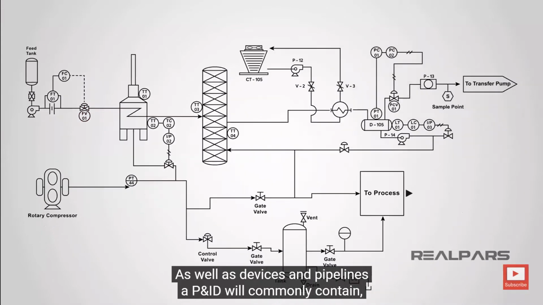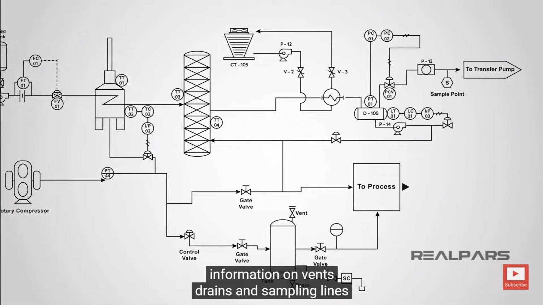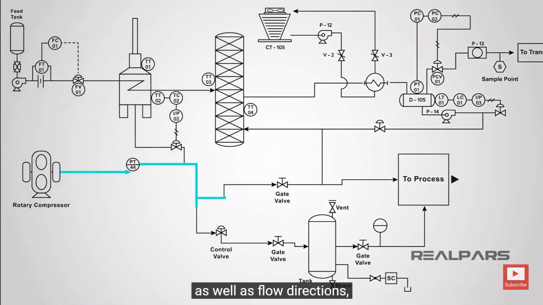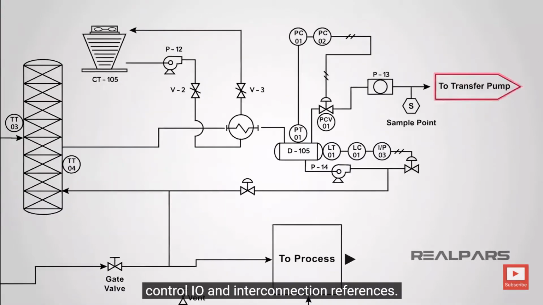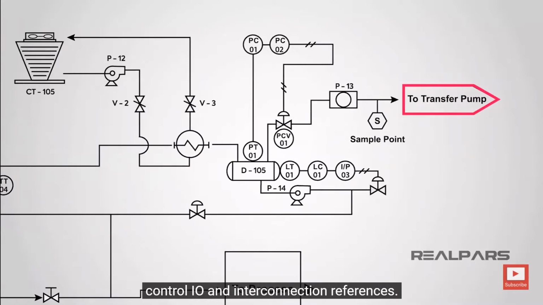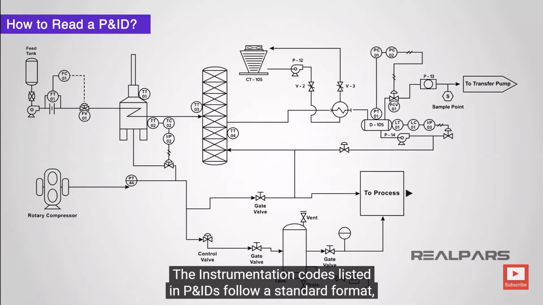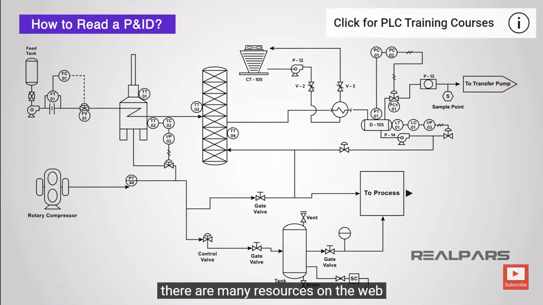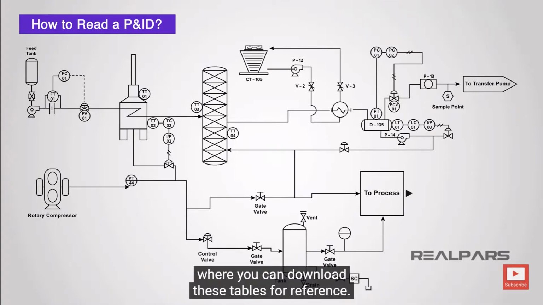As well as devices and pipelines, a P&ID will commonly contain information on vents, drains, and sampling lines, as well as flow directions, control I/O, and interconnection references. The instrumentation codes listed in P&IDs follow a standard format. After some practice in reading P&IDs, you'll know these codes by heart. But in the meantime, there are many resources on the web where you can download these tables for reference.